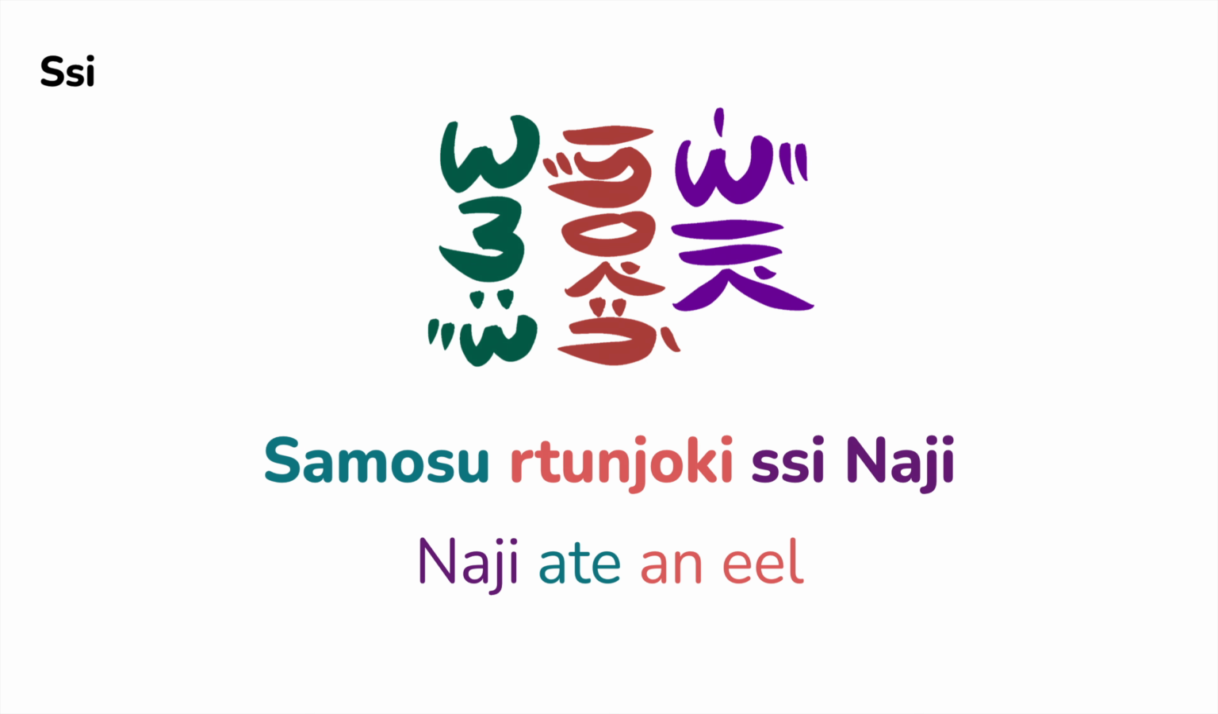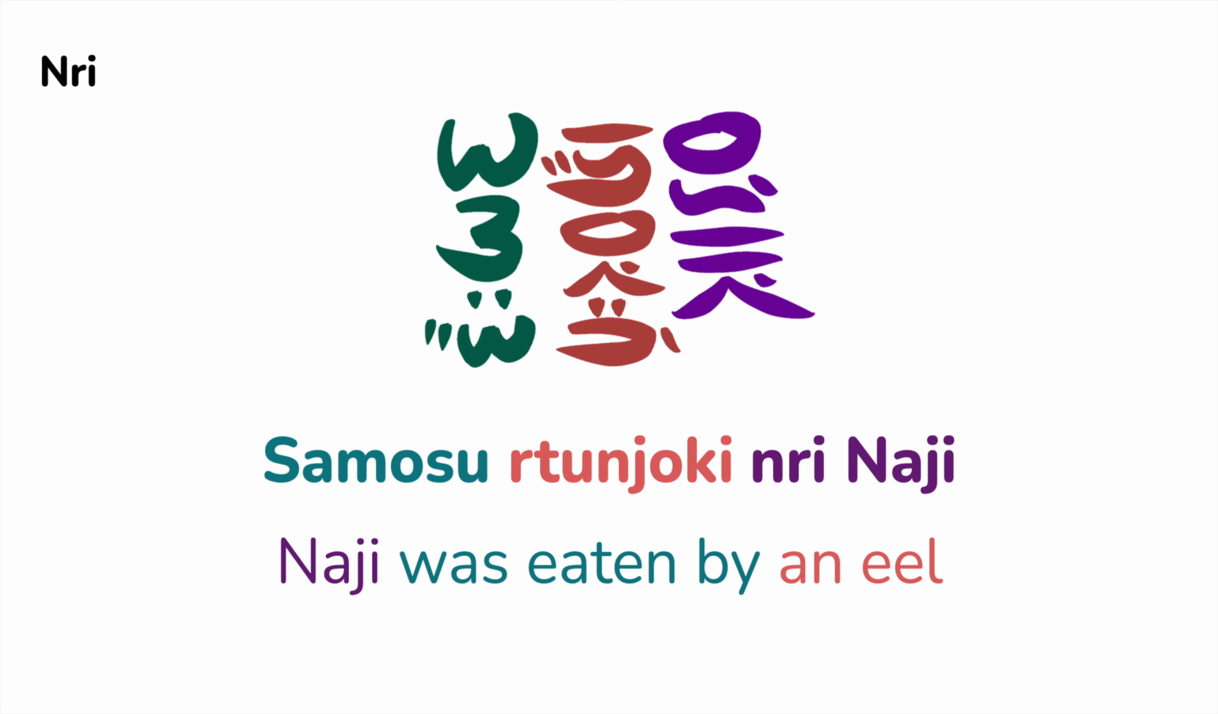There are four main topic particles. Si indicates that the topic is the doer of the action, which is why we know samoso tondrokis naji means naji ate an eel. The topic particle ni, on the other hand, indicates that the topic is the receiver of the action. Samoso tondrokini naji means naji was eaten by an eel.